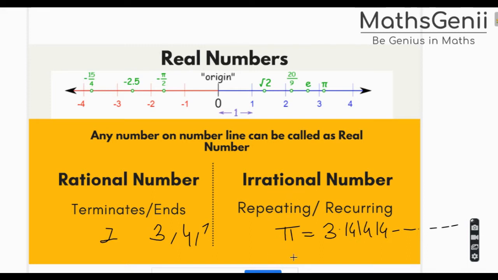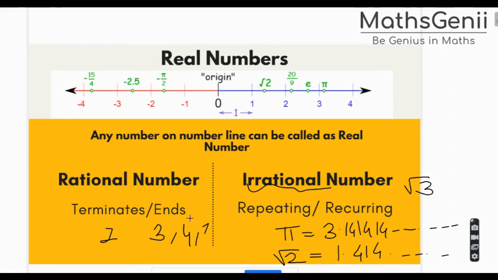Again, for example, root 2 is also an irrational number. What is the value of root 2? 1.414 and so on. Similarly, root 3 is also an example of an irrational number. So you have to remember these examples. These are frequently asked examples. Because these values have no end, hence they are called irrational numbers.